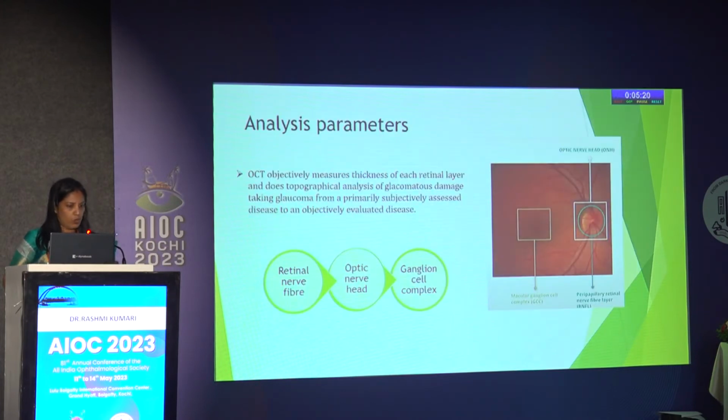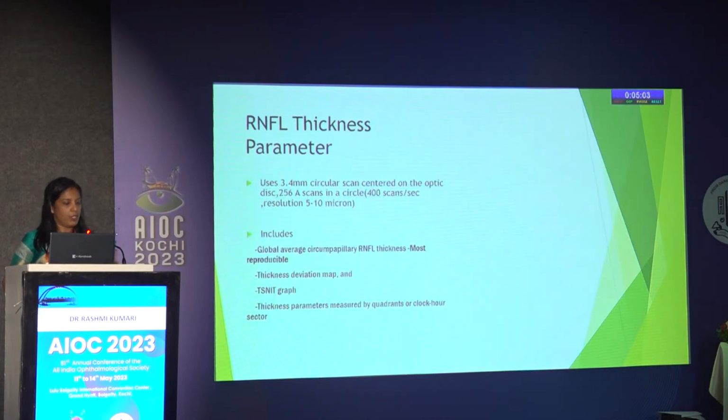What does this OCT do? It objectively measures the thickness of each retinal layer and does a topographical analysis. And it basically measures the neural structures, be it retinal nerve fiber layer, optic nerve head, or ganglion cell complex. I will be dealing with the three parameters one by one. Coming to the first one, the retinal nerve fiber layer thickness parameter.